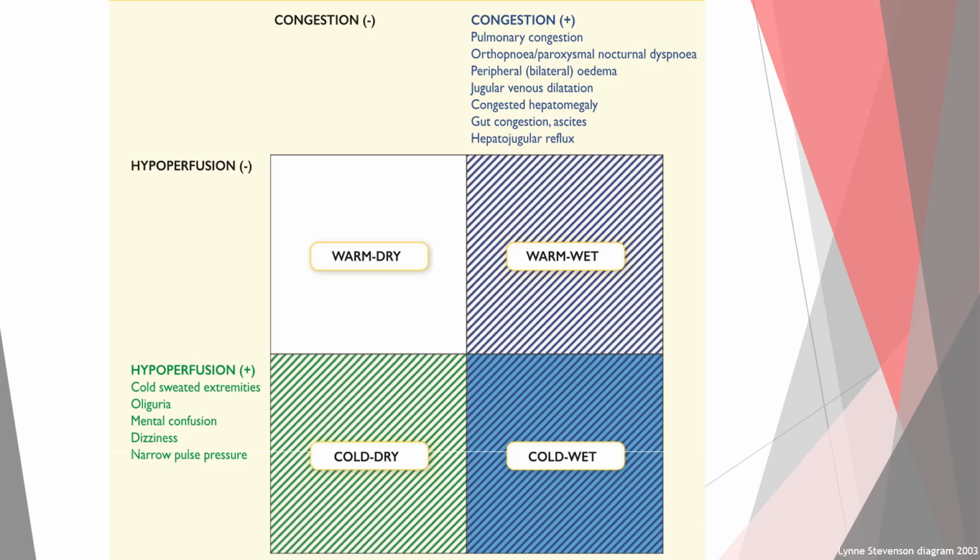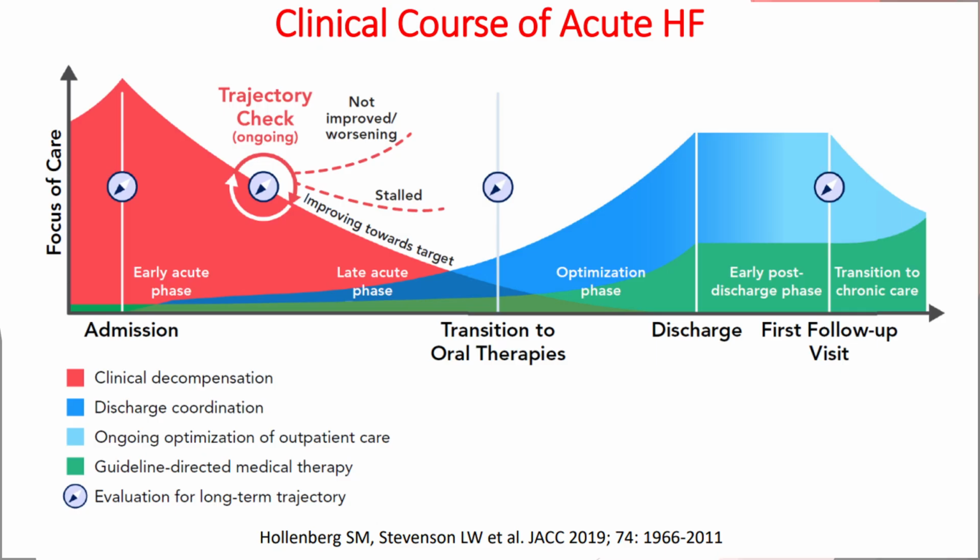When you get to the hypoperfusion state, what is that? That's the cold sweated extremities, oliguria, mental confusion, dizziness, narrow pulse pressure. Think of the shock state. Patients can be either dry or wet, depending on what is driving the current state. Hopefully these patients are seen in either a step down or ICU level of care.